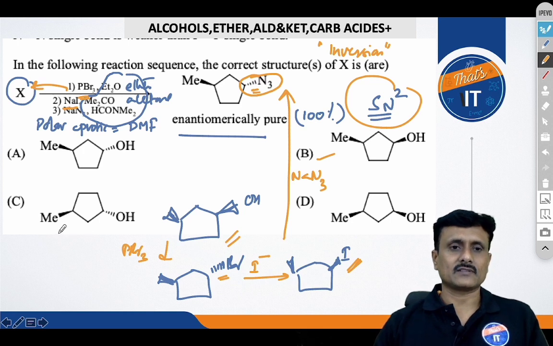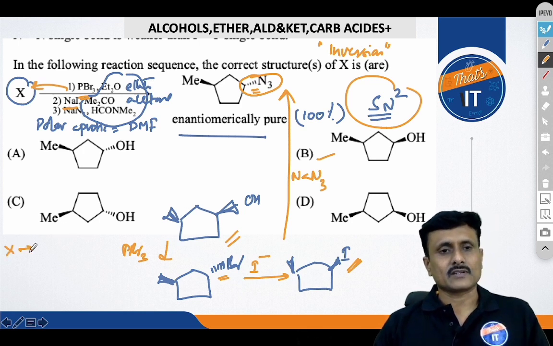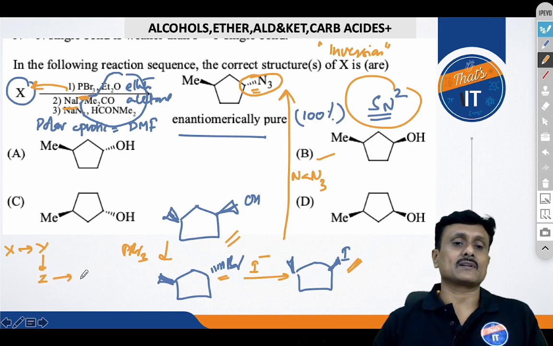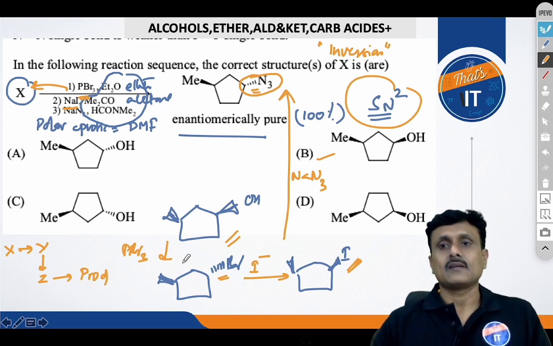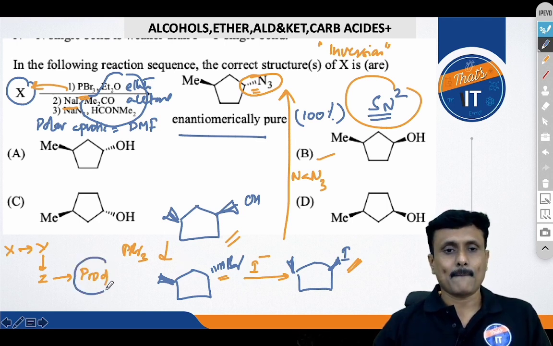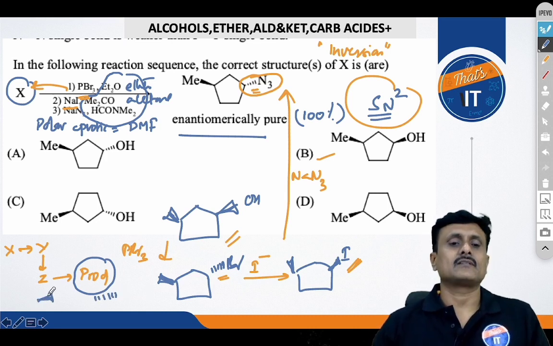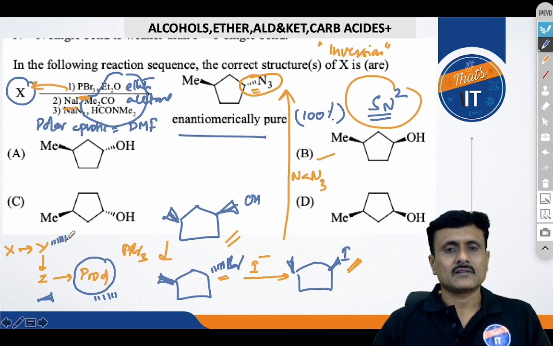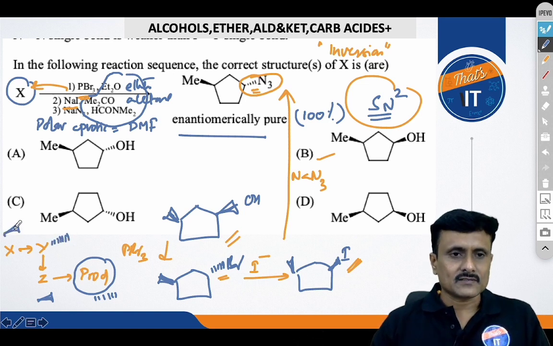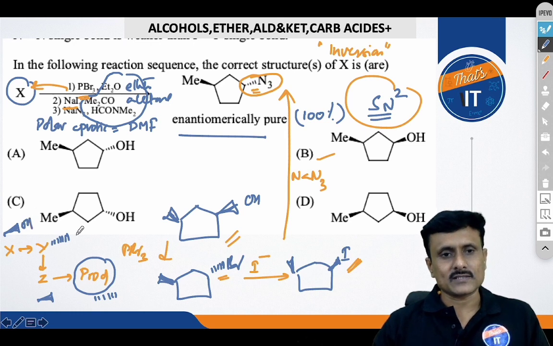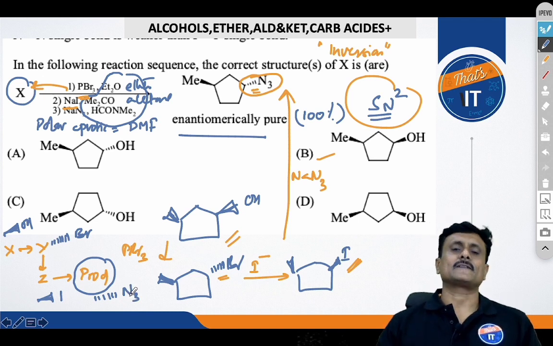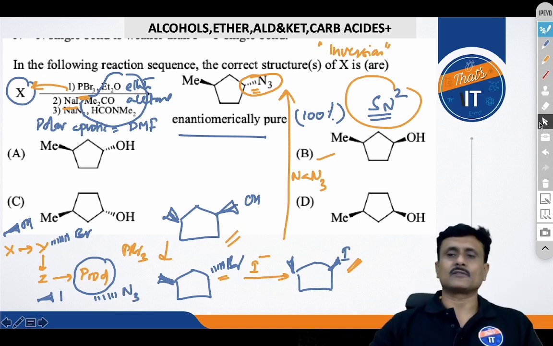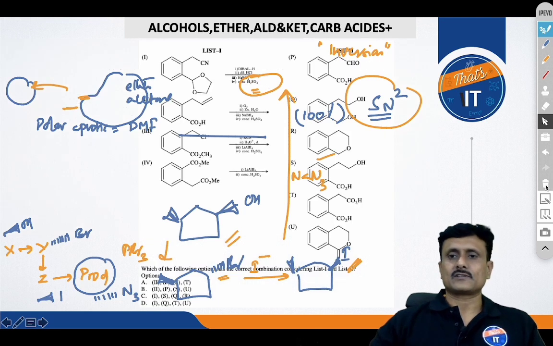Alright, so you can see that you got X giving rise to Y, giving rise to Z, and finally giving rise to your ultimate product. And you can see in the product, this is dotted, that means here it is thick, that means here it is dotted, that means here it is thick, and here it was OH, this became Br, this became I, and finally N3. So this is the retro method of solving the question. Hope you understood the method or technique, isn't it?